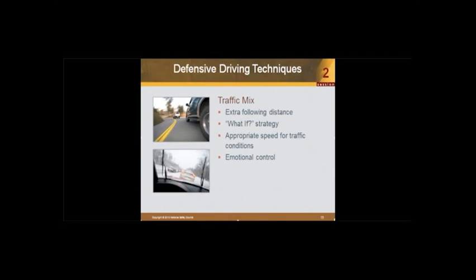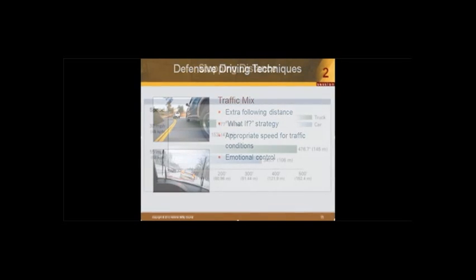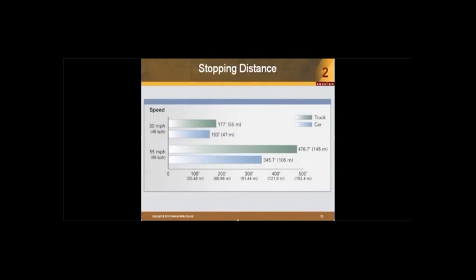Larger vehicles have bigger blind spots called their no zone. Larger vehicles need more space to make the turn, and larger vehicles take longer to stop. Following on page 21 of your course guide, we discuss stopping distance. Let's look at an example of stopping distance in this slide.